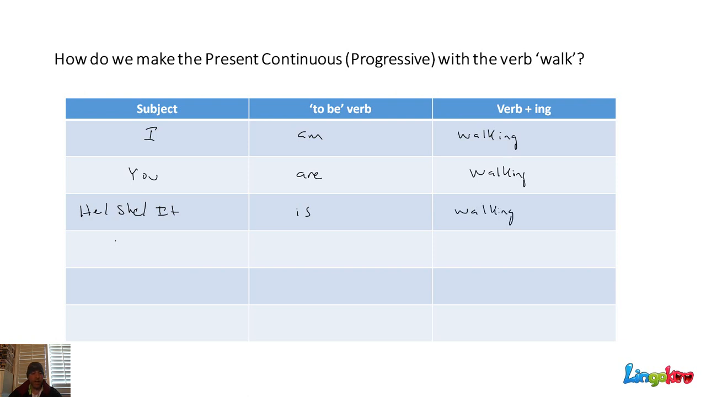Then we have we are walking, they are walking, and then the plural you are walking. So this is the way we would make the present continuous with the verb walk.